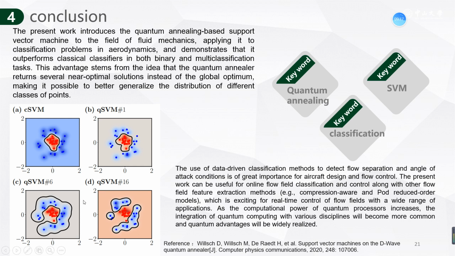As you can see in the figure here, for classical SVM, we only have one result that is the global optimum, and for quantum SVM, we can have different results on the same data set for different repetitions of the experiment, and all these results may have some features of the data set, and by combining them together, we may have a better classification performance compared to the one single result from the classical classifiers.